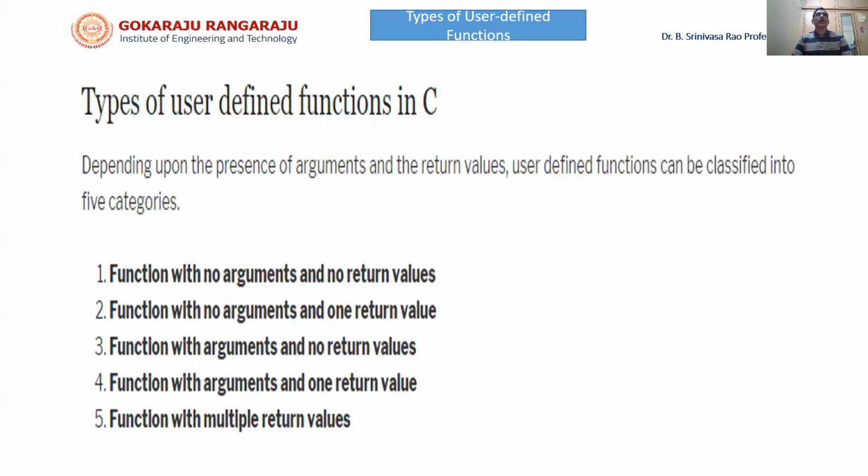First, we start with the types of user-defined functions. Depending upon the presence of the arguments and the return values, the user-defined functions can be classified into 5 categories. Functions with no arguments and no return values, functions with no arguments and a return value, functions with arguments and no return values, functions with arguments and one return value, functions with multiple return values.